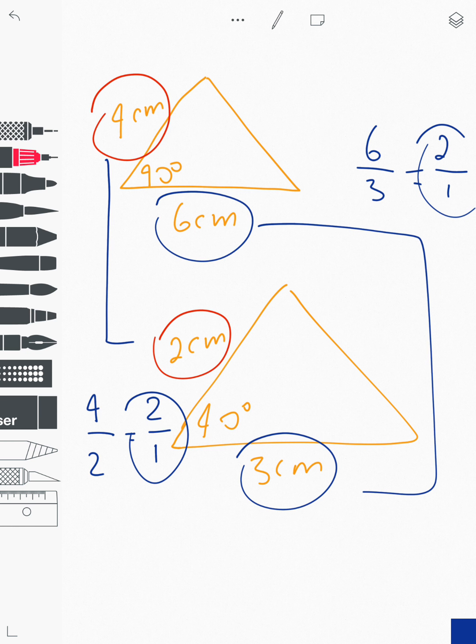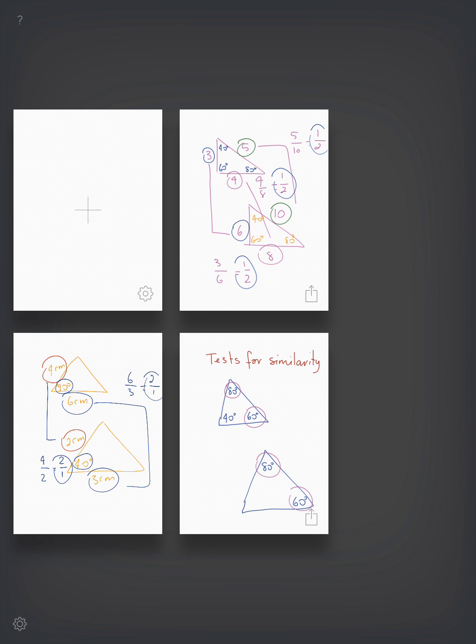The second part of test 3 states, and the included angles are equal. So the included angles there of 40 and 40 are equal. This clearly states test 3 is correct. So this means that both those triangles are similar. Let's go through the last test, which is test 4.